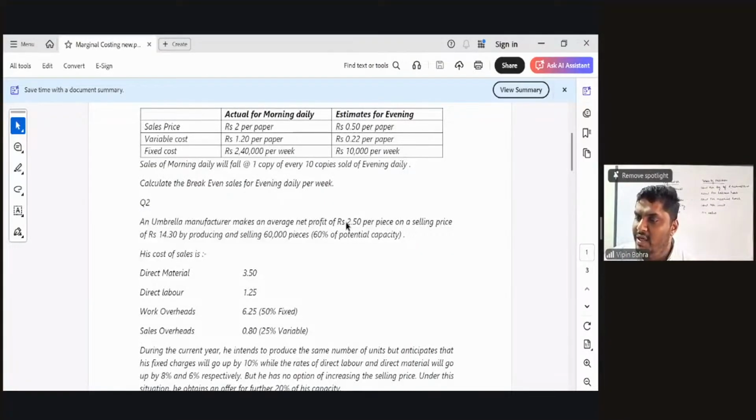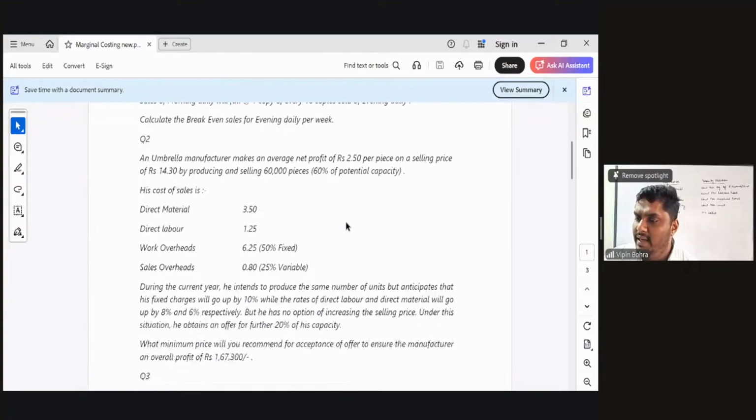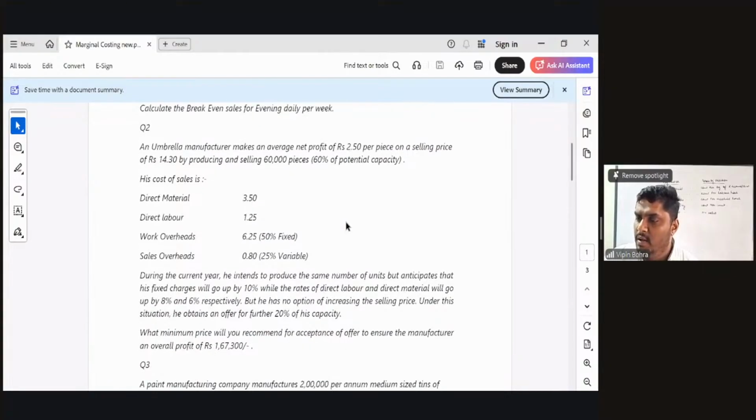Okay, so try to solve question number 2 from my material, the umbrella manufacturer. I'm giving you 15 minutes to solve this question. This is not a break for you guys, it's a break for me. So let's take a break of 15 minutes. I want you guys to post your answer on question number 2.